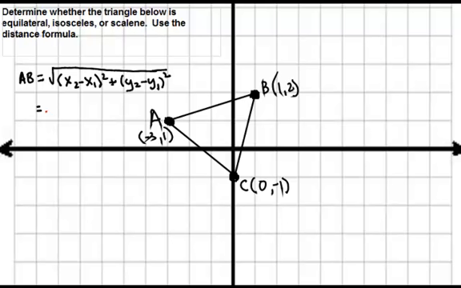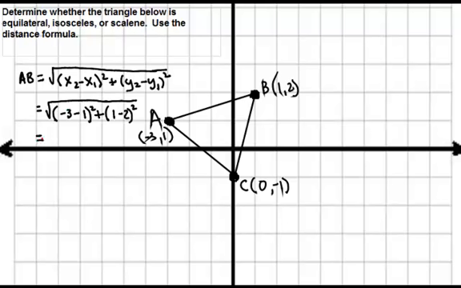So what I'm going to do is substitute in, and I'm going to start with A. X is negative 3 minus the x value in point B, which is 1, the quantity squared, plus 1 minus 2, the quantity squared, and those are the y values of point A and point B. And I'm going to solve this.